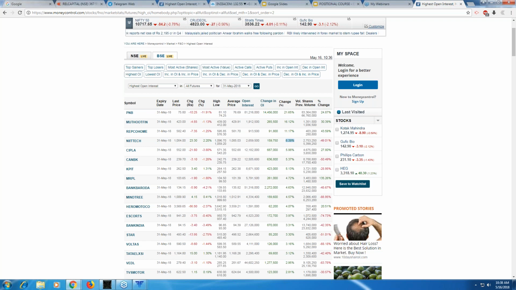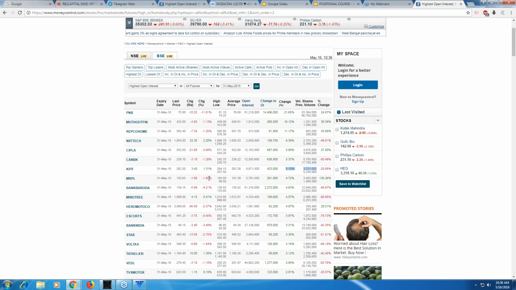Cipla has negative price and open interest is also up, so price is low and open interest is up, meaning shorts being built. Can Bank is also in the same situation. KPIT, the price is up, and the percentage change is also positive. Both of them are positive, meaning the stock is heading up.